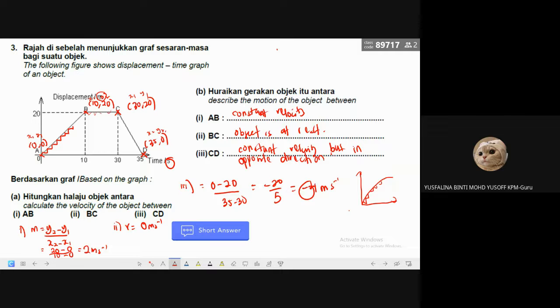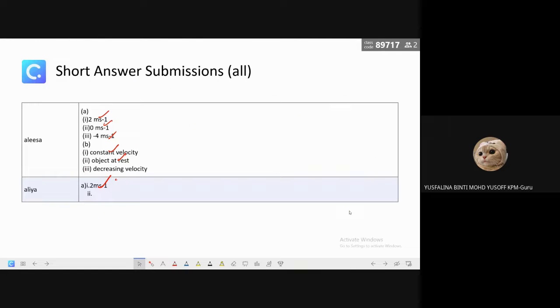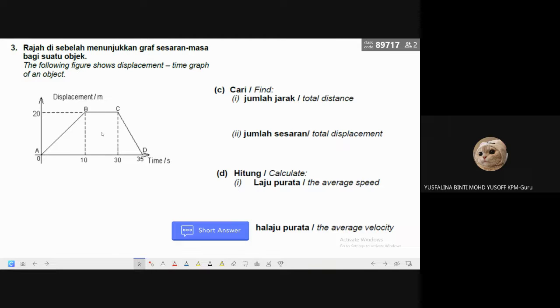In physics, this is the direction, because velocity is a vector, right? So you need to have the direction, which way it moves. Okay, now the second one.